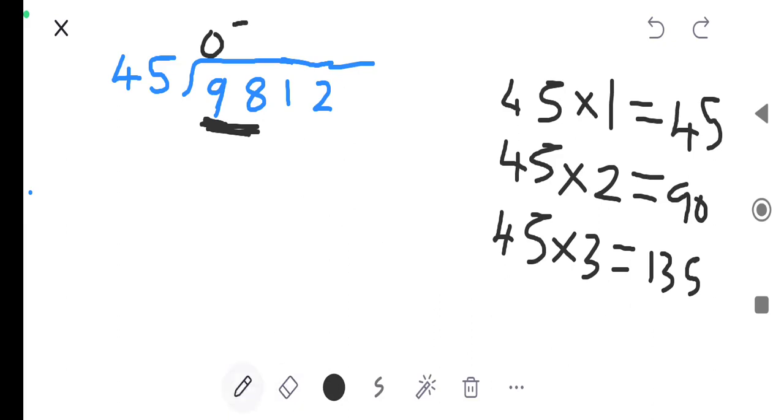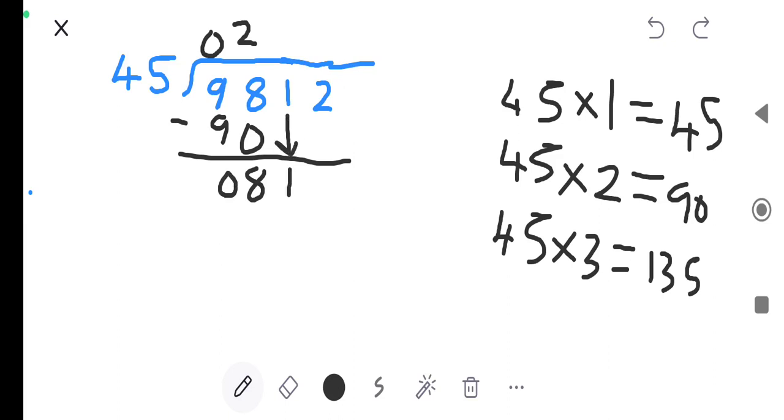You write 2 at the top, then you multiply. 45 times 2, that gives 90. So you write 90 under 98, and then you subtract. 8 minus 0 is 8, 9 minus 9 is 0, okay? Now, you bring down the next digit, which is 1. Don't forget that. You bring down the next, which is 1.